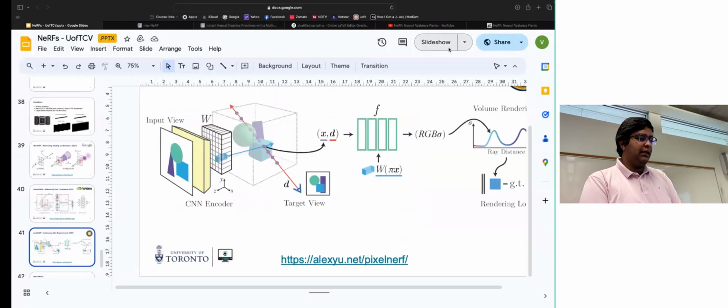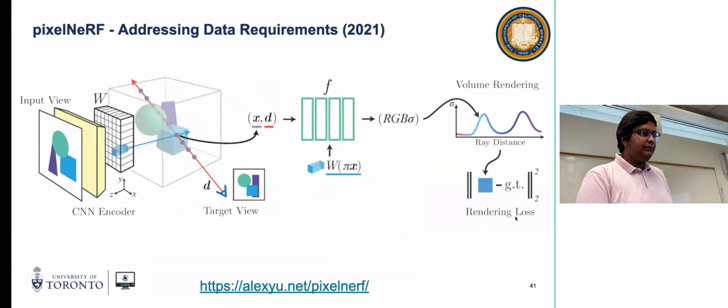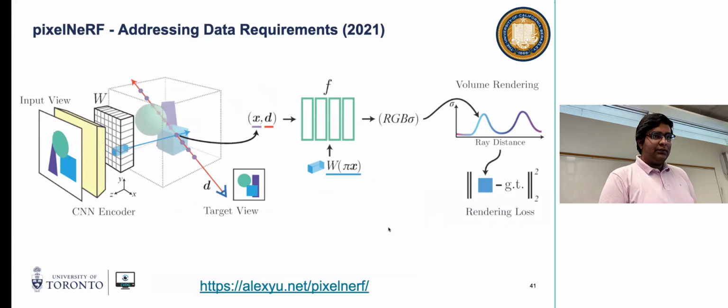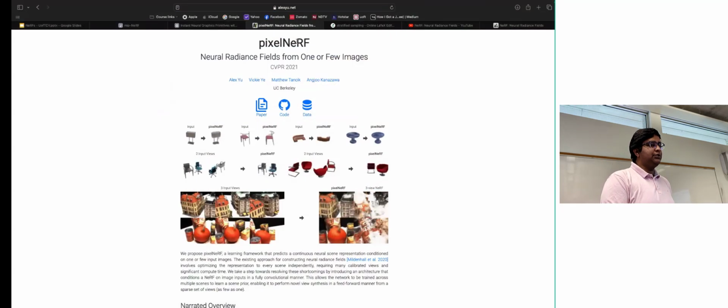Another improvement I'll talk about is PixelNeRF, which solved the problem of requiring many different images. Like I said, the original NeRF paper required about 50 to 100 images, but PixelNeRF is able to do a pretty similar job with far fewer images. They claim to do it in just 4 to 5 images.